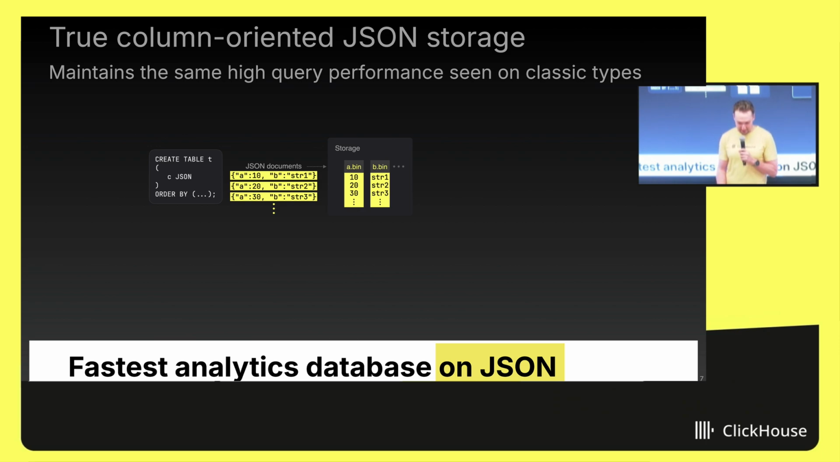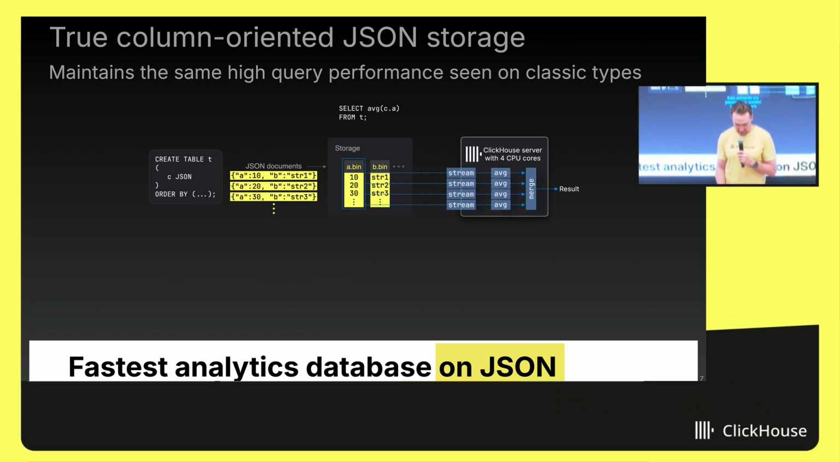So let's take a look at the ideal example. If we store every key from JSON, A and B, in a separate file, we will achieve the same performance as with separate data types. So maybe we just have to store every key separately, analyze their data types, and it will be enough. Maybe. Then we will use the same parallelism, the same SIMD instructions. Everything will be processed efficiently.